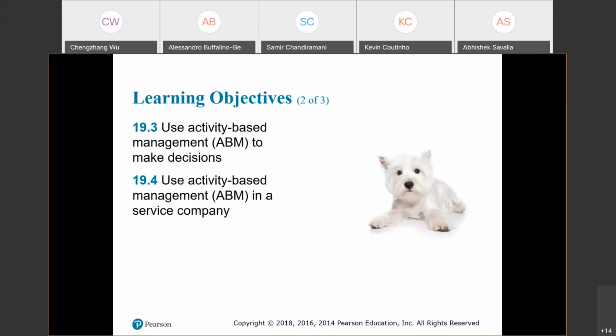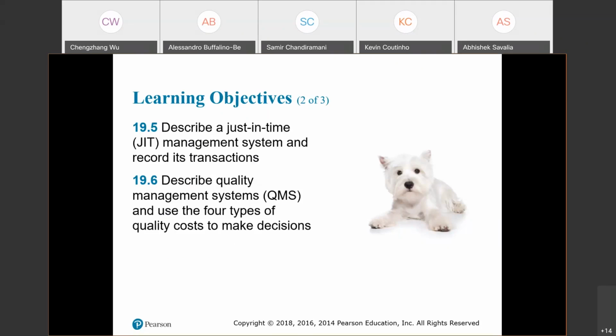And in the next class, we will see how activity-based management or how activity-based costing is used in service company. Also, in the next class, I will introduce another 2 management systems, which are JIT, just-in-time management system, and QMS, quality management system.